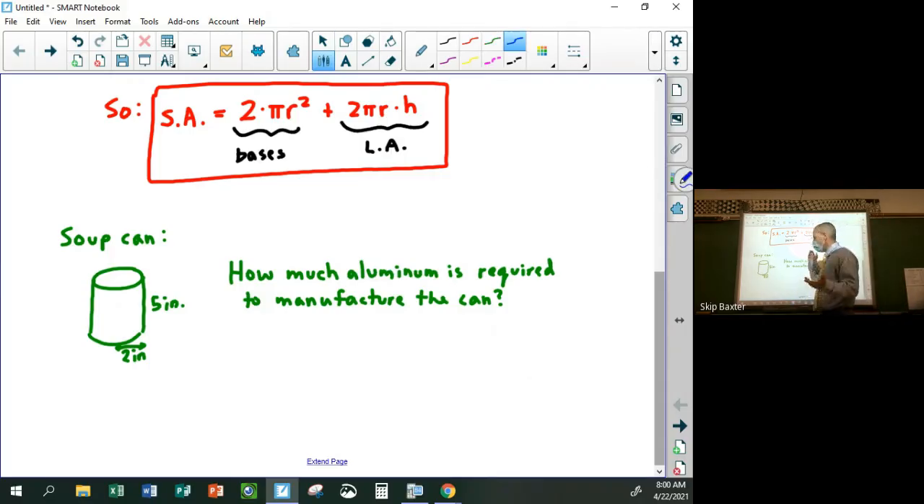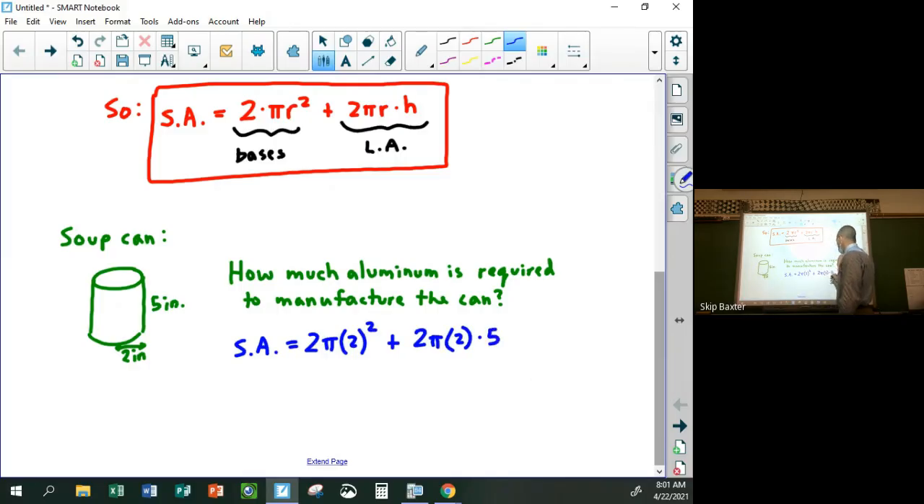So the answer here, I mean, it's the surface area. So the surface area would be 2 pi times 2 squared, 2 pi r squared for the bottom, pi r squared for the top, plus 2 pi rh, 2 pi times 2 times 5. So this is the width of the rectangular sidewall if you unroll it. This is the height of the rectangular sidewall if you unroll it.